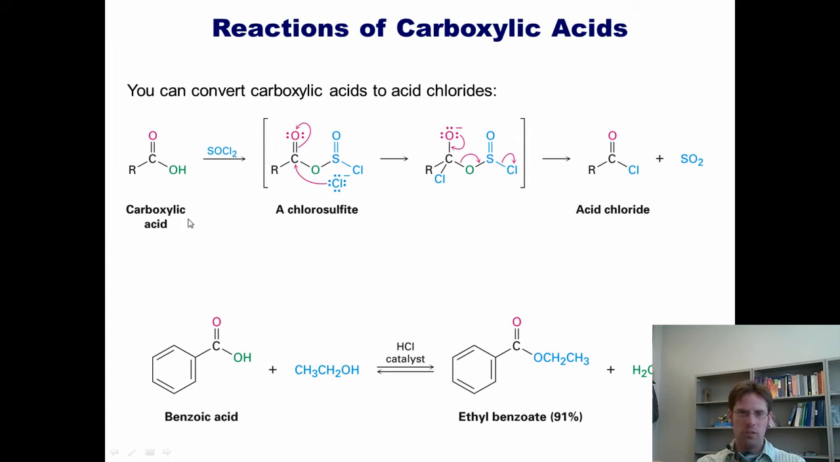We can also convert carboxylic acids into acid chlorides. Now this might blow your mind. Maybe by this stage you're asleep, I'm not sure. But it blows my mind initially, simply because I've taught you earlier that a chlorine is a better leaving group than an OH. Hence, you shouldn't ever be able to replace an OH with a chlorine, right?